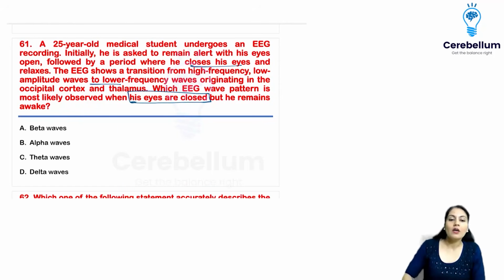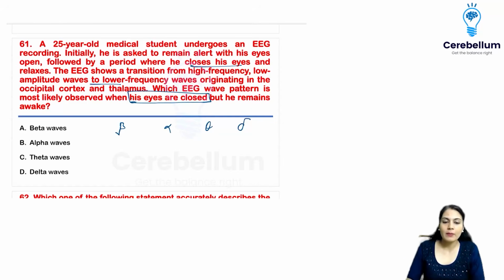So please remember, the mnemonic over here is BATD. What is BATD? A bat is active, right? So he dances in the night. B means beta, A means alpha, T means theta, and D for dance we are going to take, which stands for delta.